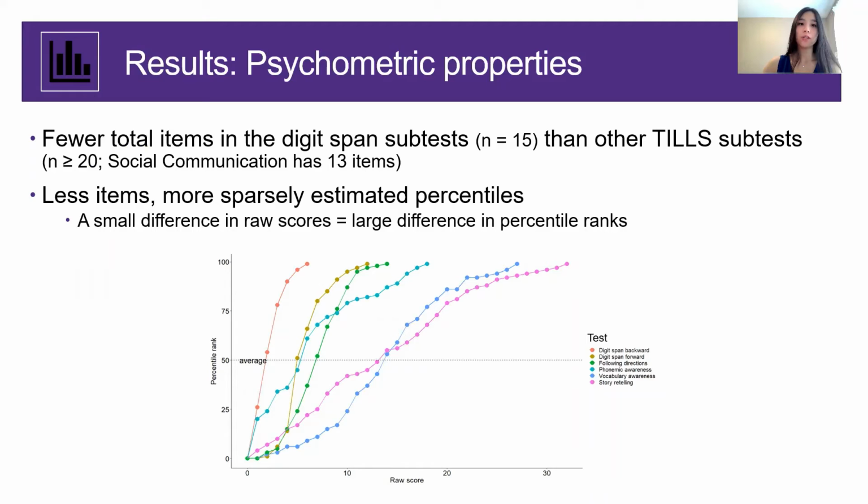And as you can see on this figure, with raw scores on the x-axis and percentile ranks on the y-axis, the two lines for digit span, the pink and the yellow, increase more steeply compared to the other gradual increases of percentile ranks for other subtests. This means that one trial correct or incorrect can move the child from the 25th percentile to above the 50th percentile, which is above average.